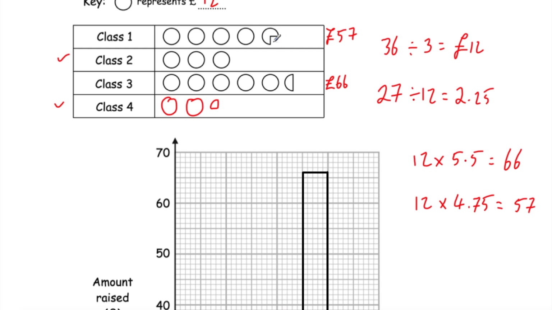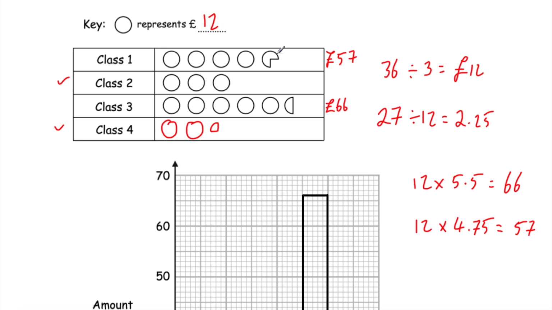Then we've got 3/4 of a circle and 3/4 of 12. If we take our 12 and we divide it by 4, that's 3. Remember, we knew a quarter of a circle was 3. If we times that by 3, that's 3/4, that's £9. So we've got 12, 24, 36, 48 plus another 9 would be 57.